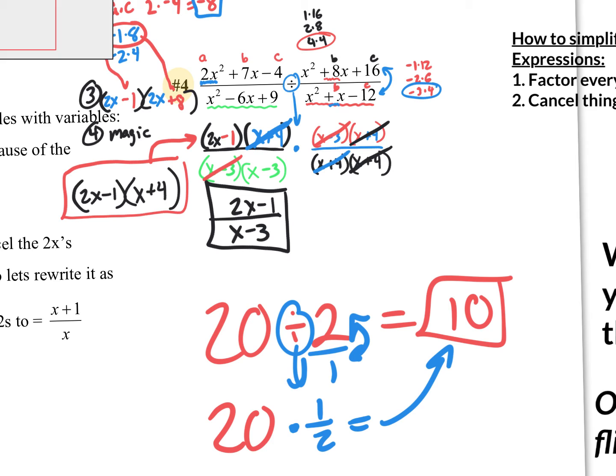So that is a truth in math, that when you divide by a fraction, it's really multiplying by the reciprocal of that fraction, no matter what your situation is. When you divide by a fraction, you really multiply by the reciprocal of that fraction.